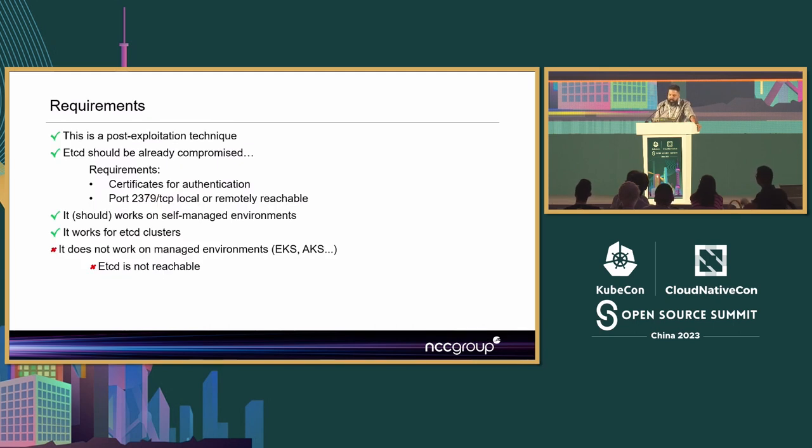But before diving into details, I would like to highlight these points. As we already said, this is a post-exploitation technique, which means that we should already have a compromised asset, and it should provide us the following requirements. First, we need to have the certificates, obviously, to get authenticated in ETCD. The second requirement is that the ETCD service must be reachable. It could be locally or remotely.